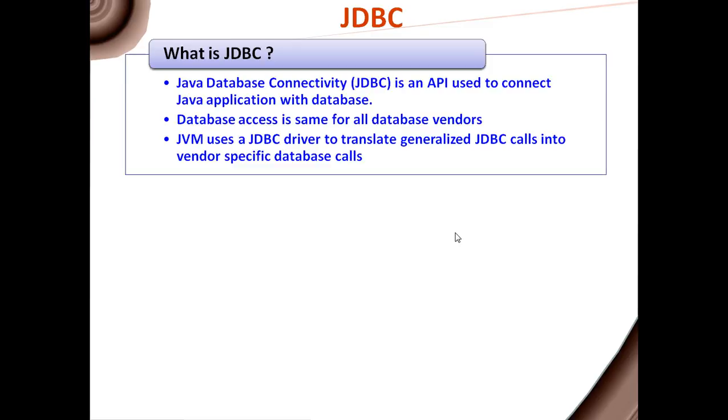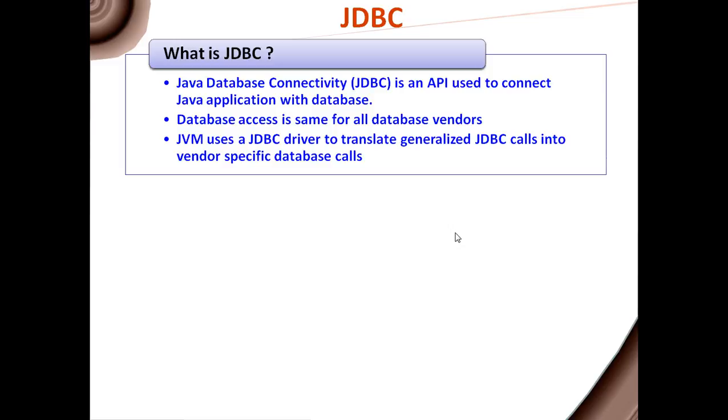So let's understand what JDBC is. JDBC stands for Java Database Connectivity, and essentially it's an API. API stands for Application Programming Interface. This API is used to connect a Java application with a database. Whenever you are writing a Java application, using this API the application developer can connect to a database.